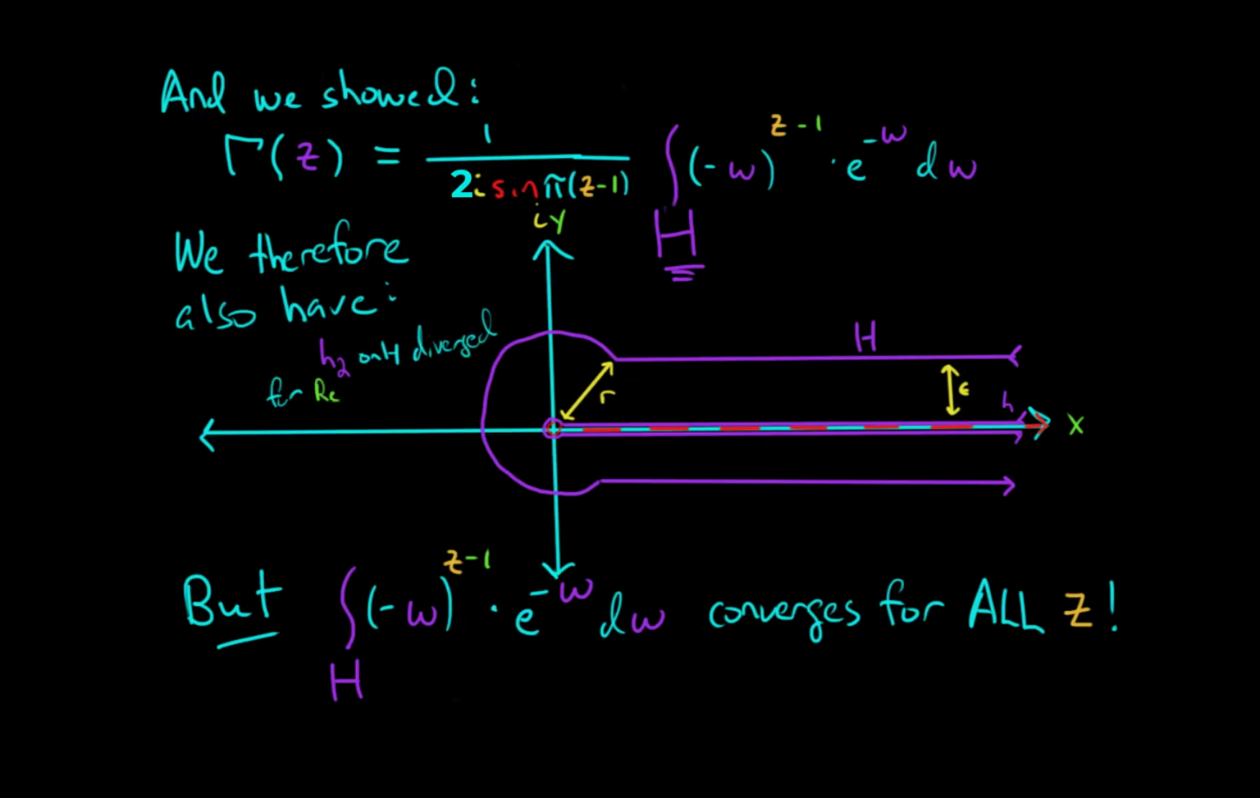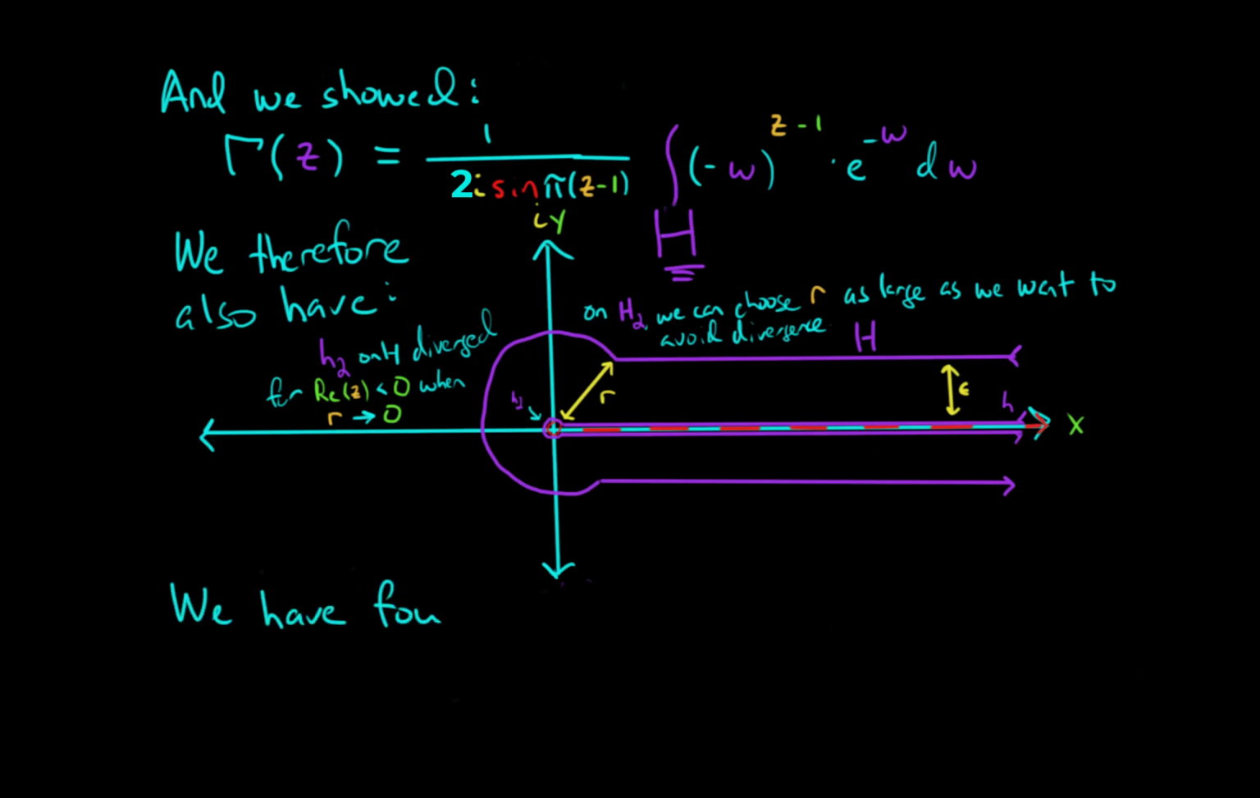Because remember, we made that stipulation that the real part of z had to be greater than 0 because the piece of the limit contour that diverged, lowercase h2, diverged whenever the real part of z was negative. And it diverged as we made r vanishingly small, as we took the radius down to 0. But we're not doing that on the Hankel contour. On capital H2, we can choose an r as large as we want. So we avoid this issue of divergence on the Hankel contour because we're not taking r down to 0. So we can drop the requirement that the real part of z has to be greater than 0.